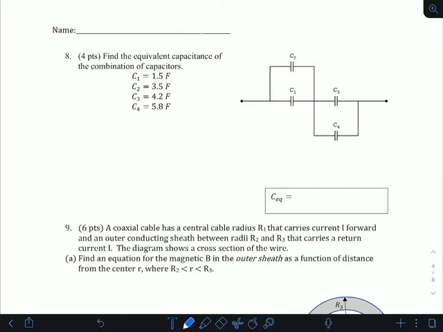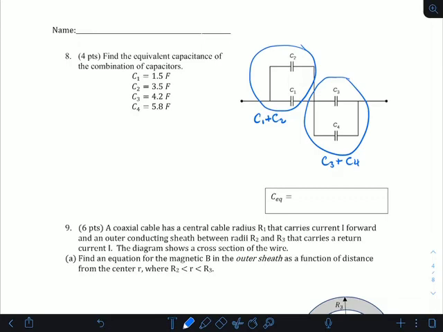If we look at problem 8, we have a combination of capacitors. Remember, capacitors in parallel add directly, whereas capacitors in series add inversely. Here we have C1 and C2, they're in parallel, so the equivalent capacitance for that is going to be C1 plus C2. And for C3 and C4, you just add those capacitances.